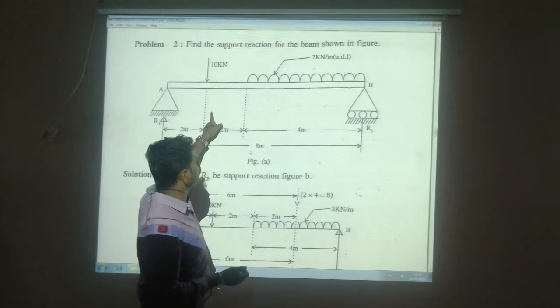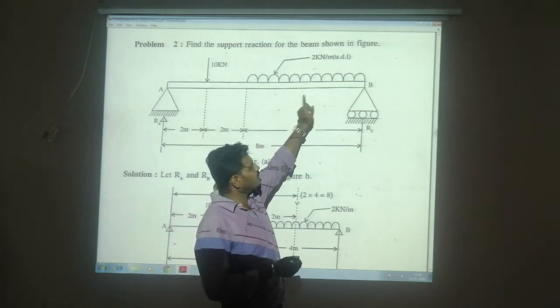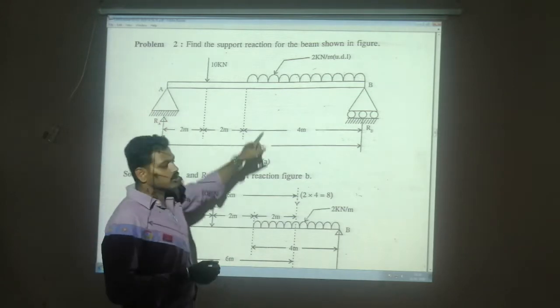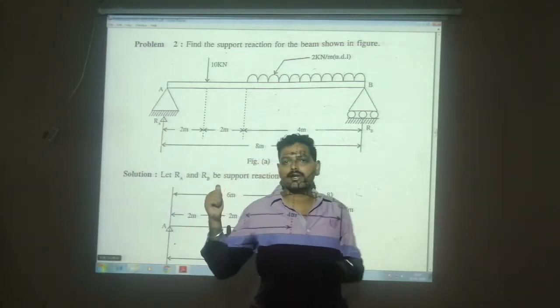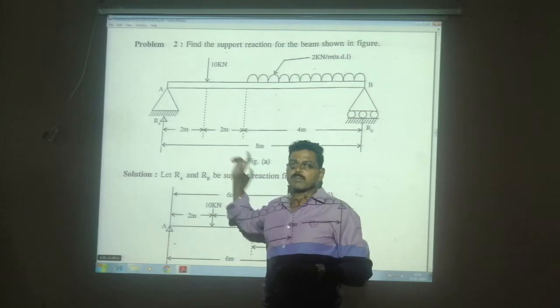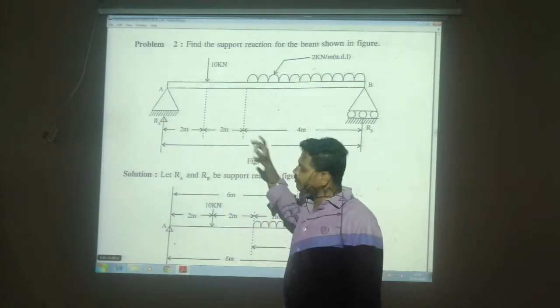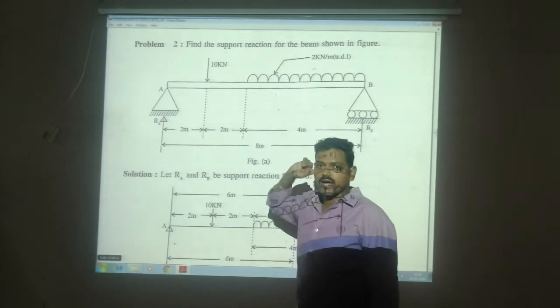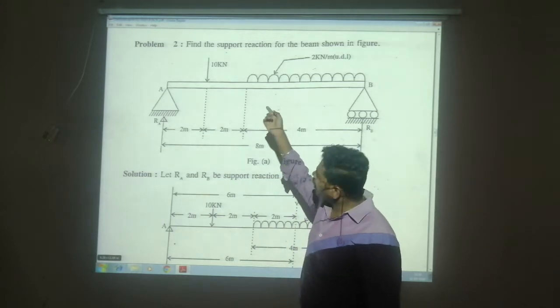One is the point load, 10 kilonewton. The other one is 2 kilonewton for every 1 meter distance. We can see here a hinge support and a roller support, but both will work as simply supported, because there are no inclined forces as well as no horizontal forces.